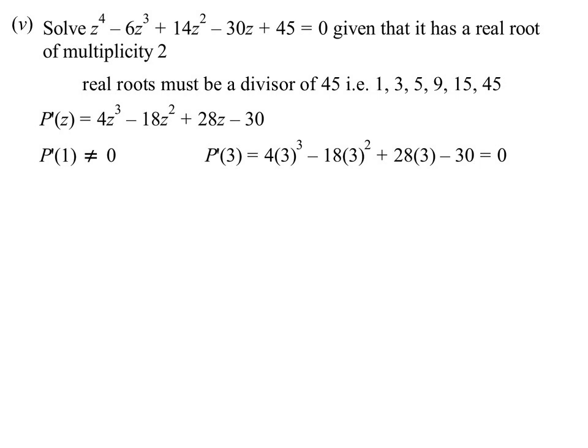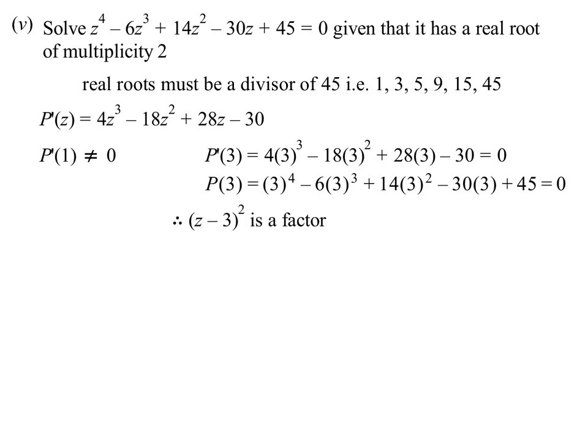Not necessarily is that the double root, that's possibly the double root. It's a solution, but it has to be a solution to both. If I substitute it into the polynomial itself, yes, okay, it is a double root. It satisfies both of them. We now know z minus 3 squared is a factor. Let's find the other factor.